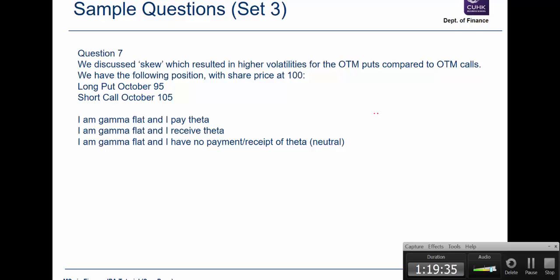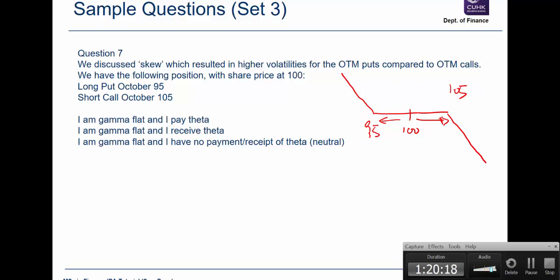The position that you have, if the stock price right now is 100, is this: you are long a put at 95 and short a call at 105. Normally, when you are 5% or $5 out of the money either way, we have been telling you all term that things are symmetric, so you may be approximately gamma flat. In fact, it says gamma flat on all of them.